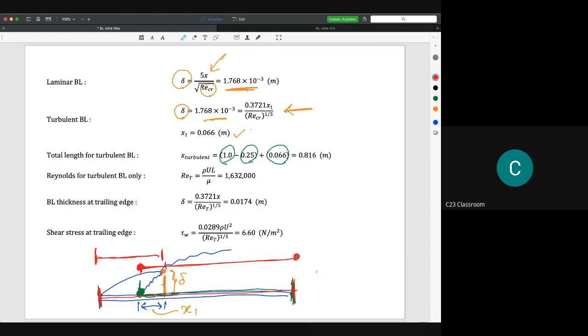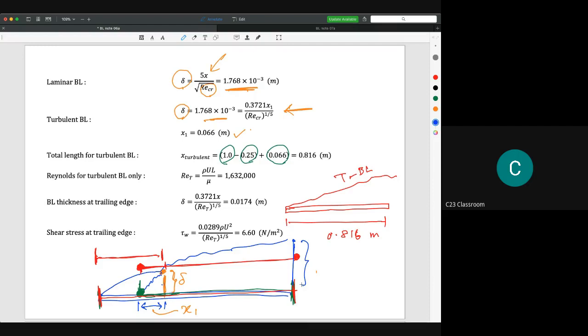So if we separate the laminar and turbulent boundary layer, the turbulent boundary layer can be imagined to start here, let's say. The length of this one is actually 0.816 meter only. That is the idea of this calculation. Because after this we need to calculate the thickness at the end of this plate. It is okay for us to use only the turbulent boundary layer, but be careful, we need to use the right distance, the distance from here to here.